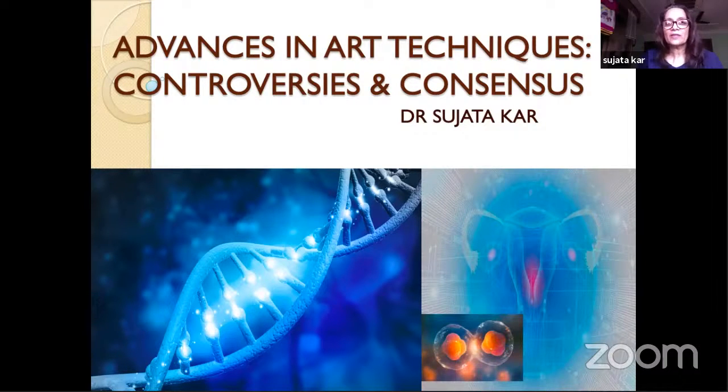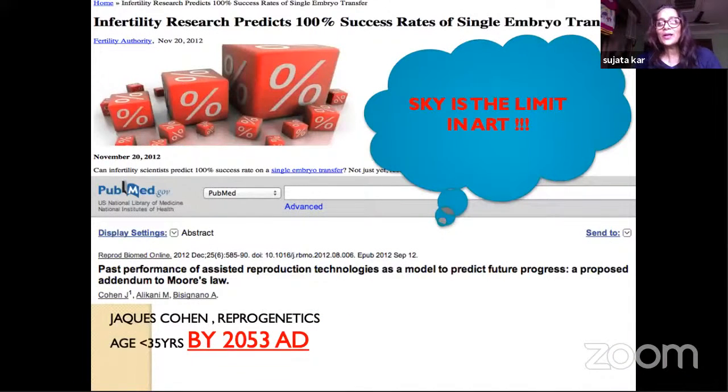So my topic is advances in ART techniques, controversies and consensus. It's a very, very light talk. There is hardly any hardcore academics. This is about what the current evidence says about some of the advances in ART that we are actually following. Dr. Duru has shown a lot of it, but she has shown artificial intelligence and what the future of ART might hold. I am talking about the advances that we currently have and what the evidence is.